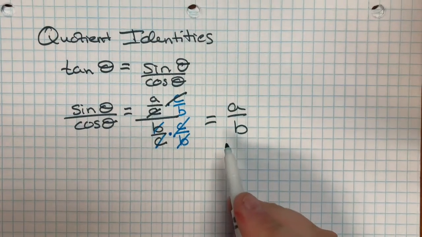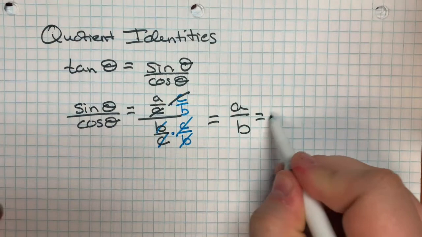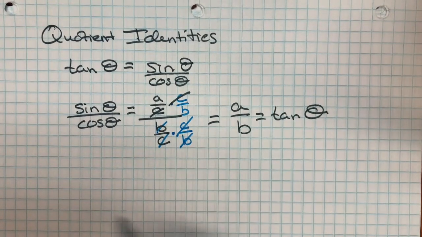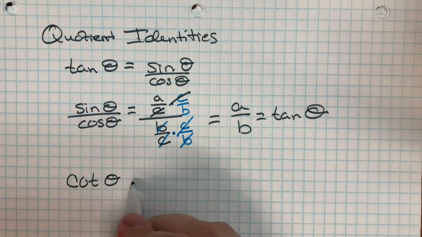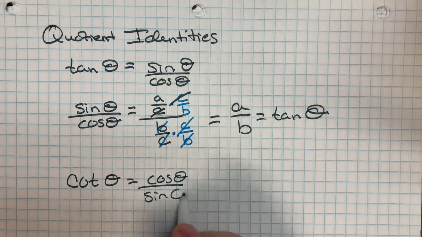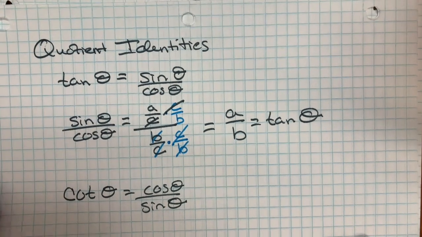Well, what was A over B? Tangent of theta. So tangent of theta is sine of theta over cosine of theta. And similarly, cotangent of theta is cosine of theta over sine of theta. And so let's work on an example.